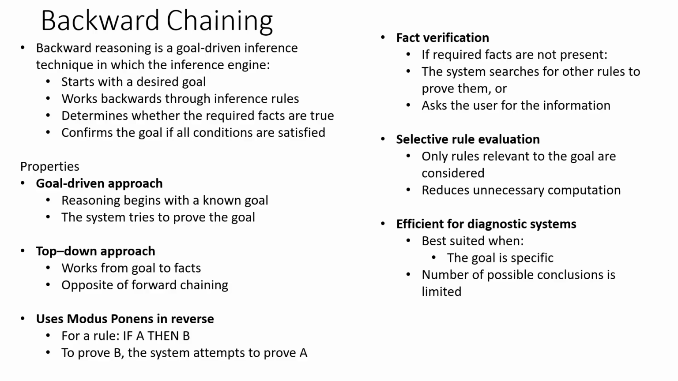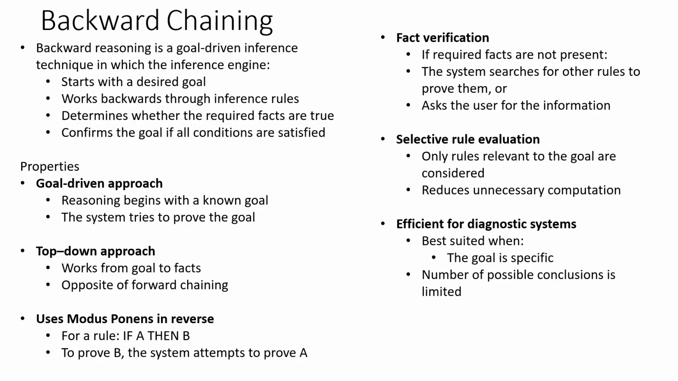Backward chaining is a goal-driven reasoning technique in which the inference engine starts with a goal state and works backward to verify whether the required facts are true. So reasoning begins with the desired goal state, and the system tries to prove the goal. For example, a doctor starting with a suspected disease and checking the symptoms. This is an example of backward chaining.